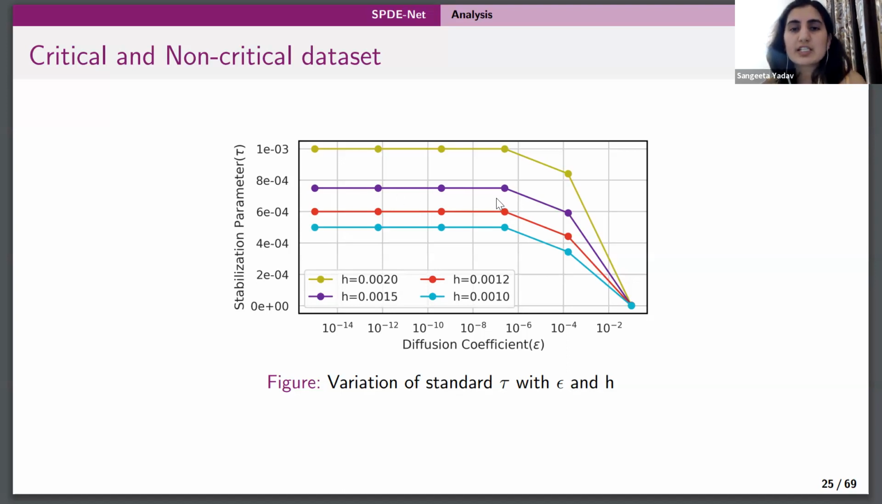So we thought that it's better to divide the data into critical and non-critical parts so that we can see the performances clearly. So we have split the data here at 10 to the power minus 7, and the range of epsilon from 10 to the power minus 16 to 10 to the power minus 6 will constitute the critical data, and the rest is non-critical data. Because for anything greater than 10 to the power minus 7, the equation will not be singularly perturbed anymore. So we don't really need any good performance or a stabilization parameter there.